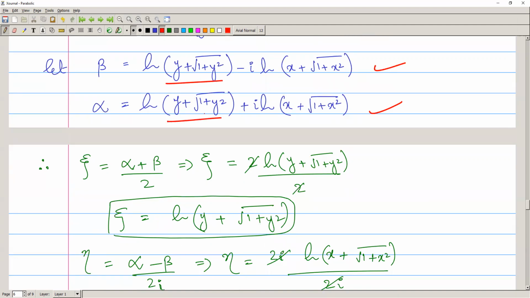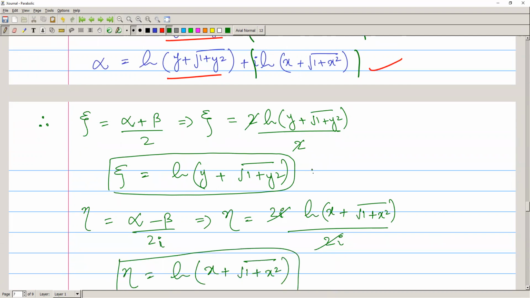This is positive and this is positive, so these two will cancel each other, this and this, because of the negative and positive signs, and we will be left with 2 ln(y plus the square root of 1 plus y squared) divided by 2. So 2 and 2 will cancel out. Finally we're left with psi equals ln(y plus the square root of 1 plus y squared), right?